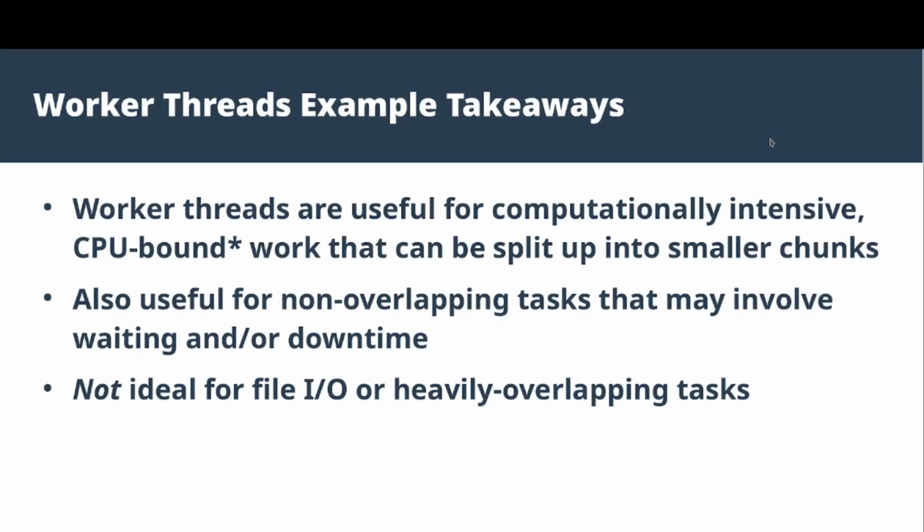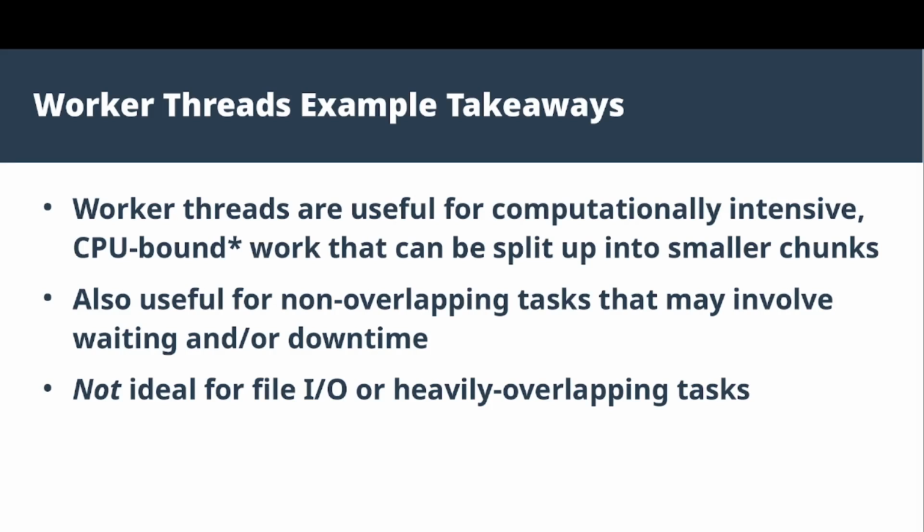So what are some takeaways from the examples that we looked at? We saw that worker threads are useful for computationally intensive and CPU-bound work. So in that latter example, we saw that we were looping, and as you know, iteration can be computationally intensive, especially if the max number of iterations is not bounded. Worker threads are also useful for non-overlapping tasks that may involve waiting and/or downtime, and they're not so ideal for file I/O or heavily overlapping tasks.